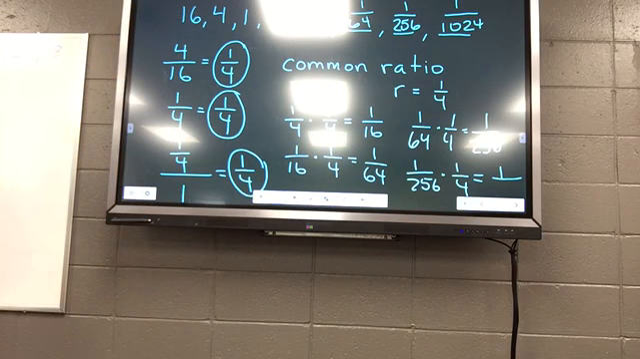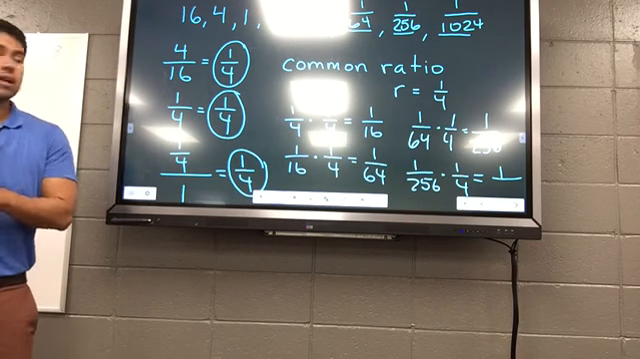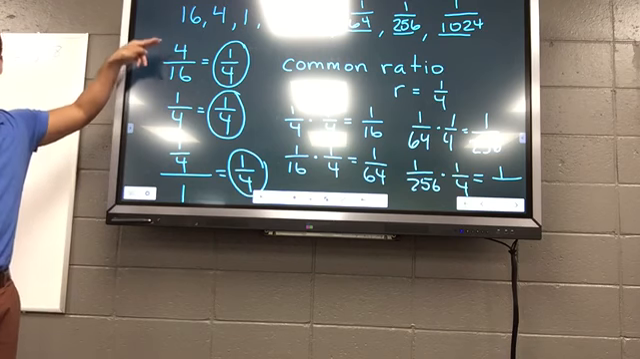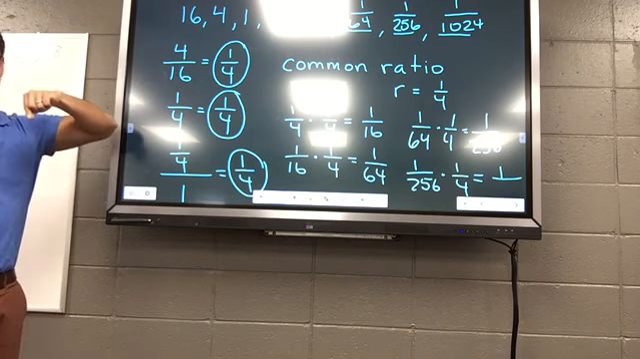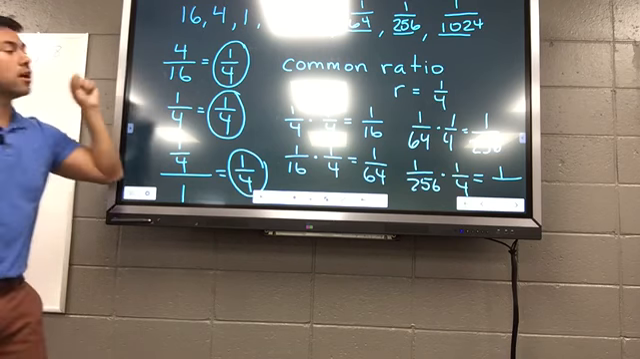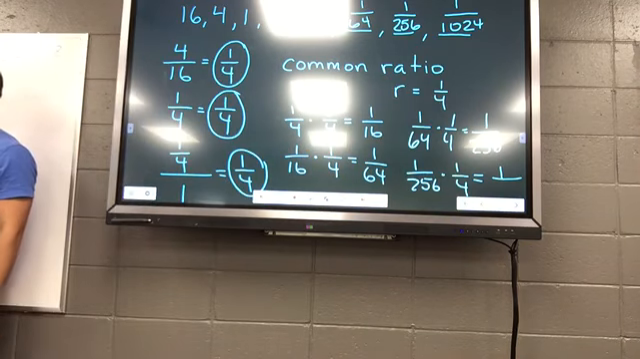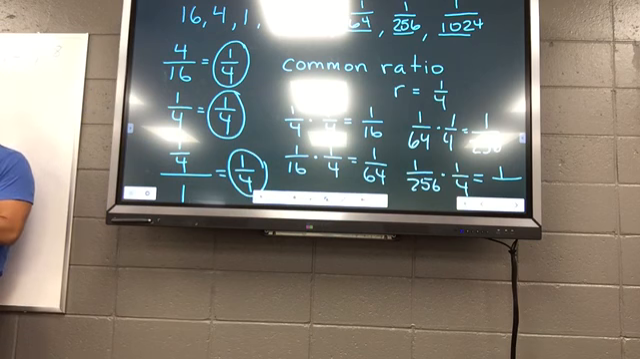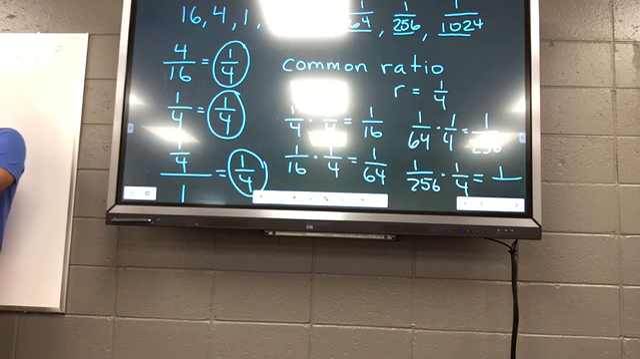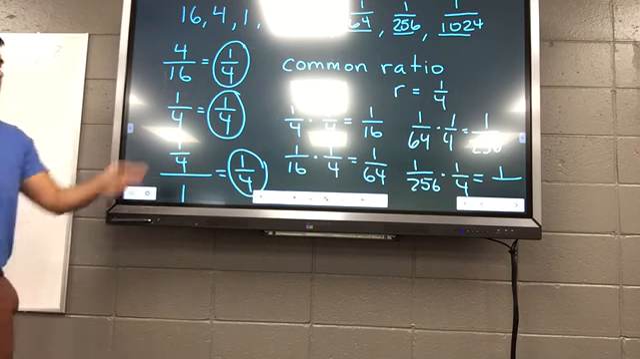Okay, how did I find the common ratio? Technically by doing what operation? Division. What do I do with that common ratio? I multiply it. What did we do here, guys? Didn't we find the common difference by subtracting? And then what did we do to get those next terms? By adding that. And so it's the same thing here.